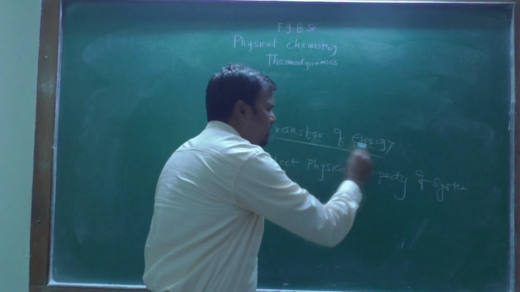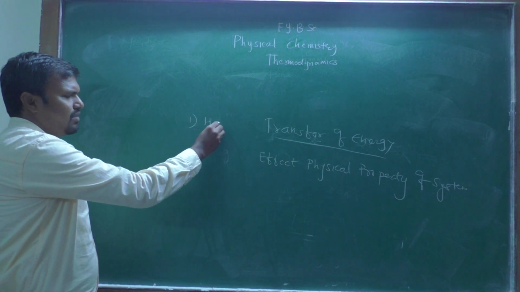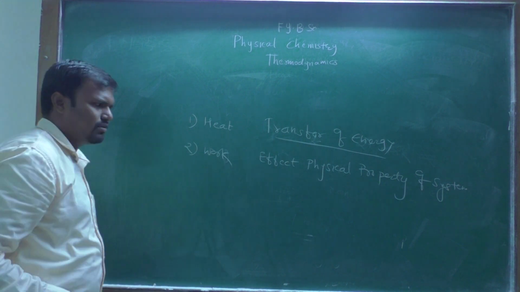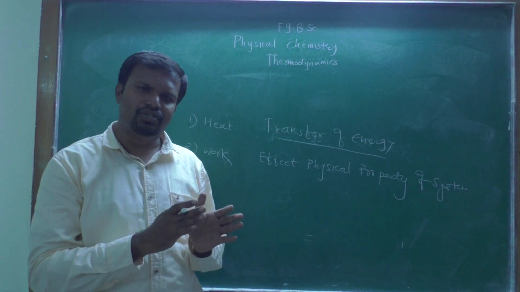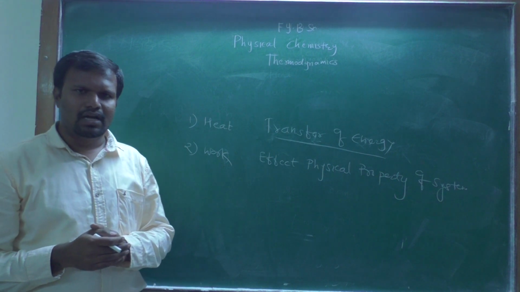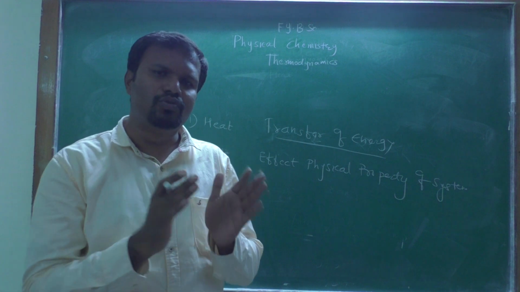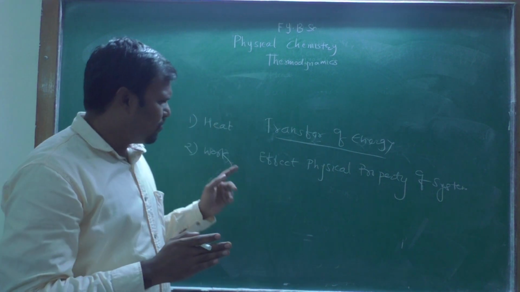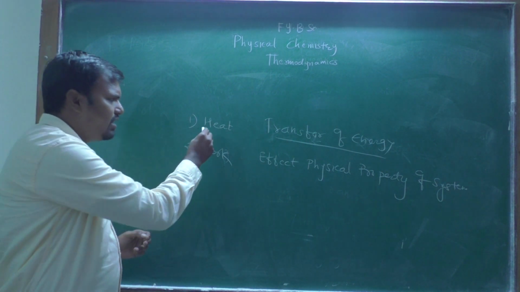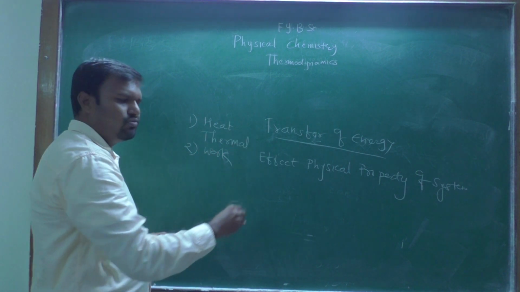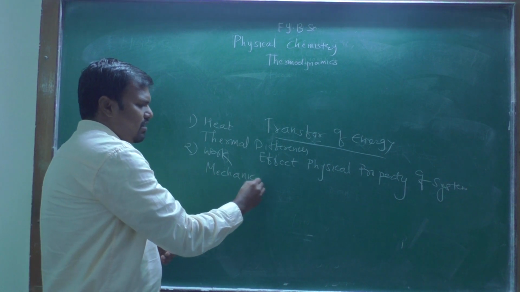Energy is transferred from one system to the other system in two ways. The first is heat and the second one is work. Both are ways of transfer of energy from one system to the other system. In heat, energy is transferred due to thermal differences, and in work, energy is transferred by mechanical means.